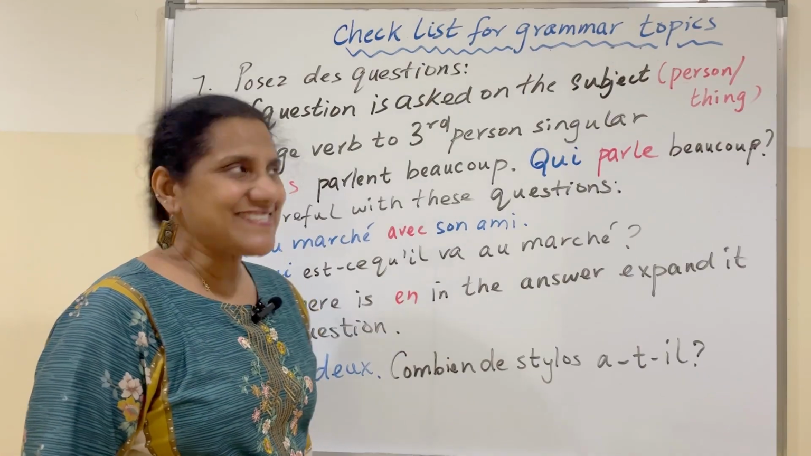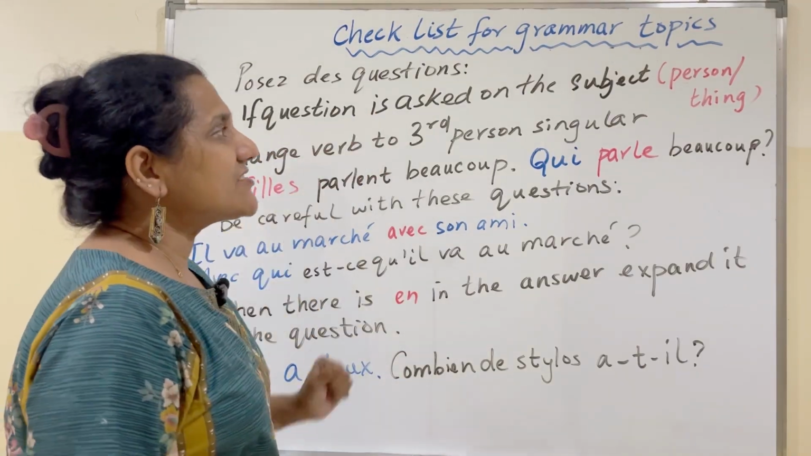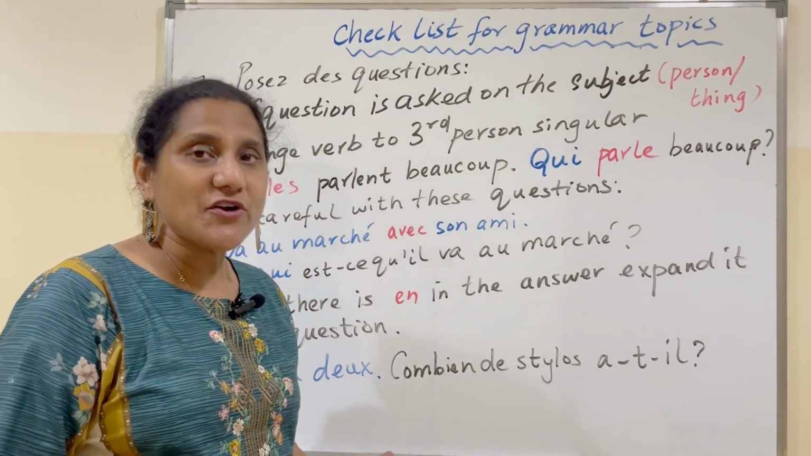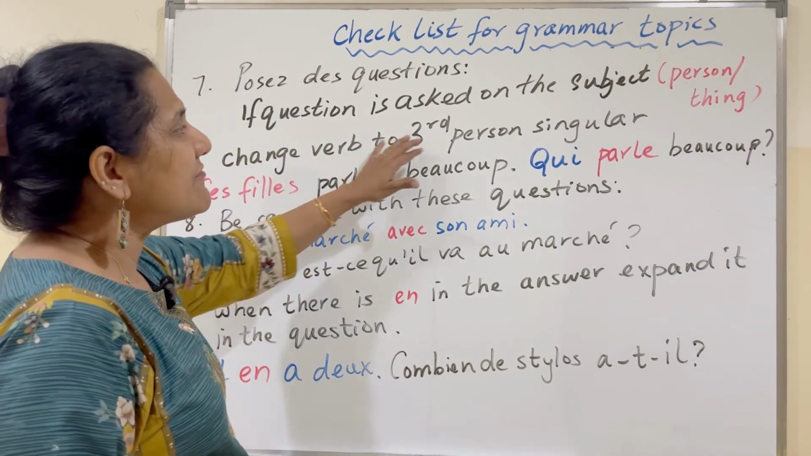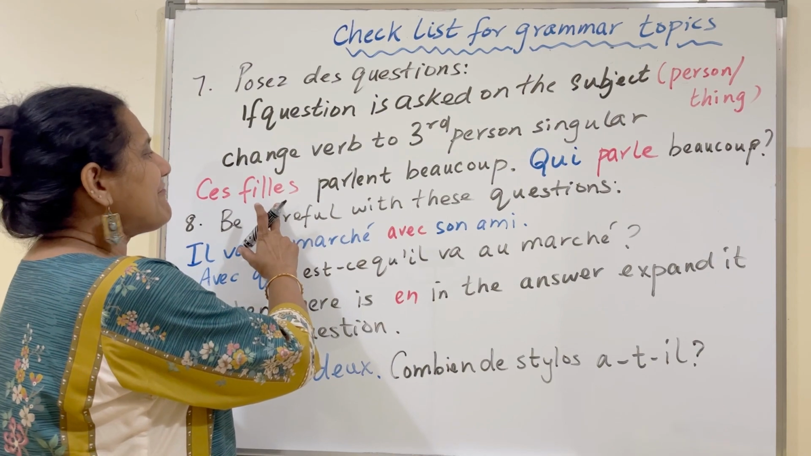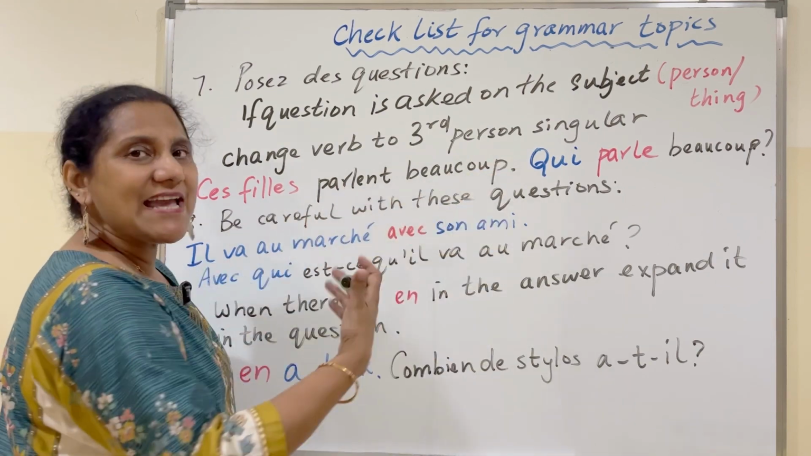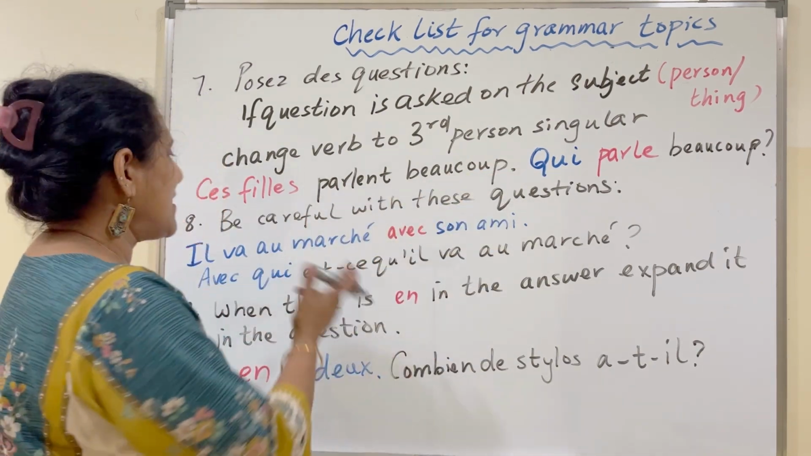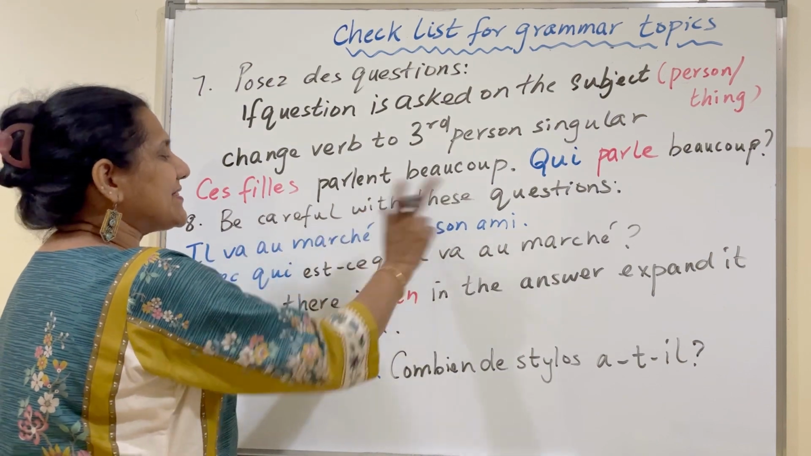In poser des questions, if a question is asked on the subject, whether it's a person or a thing, then change the verb to third person singular. For example, ces filles parlent beaucoup. Qui parle beaucoup? Be careful with these sentences.